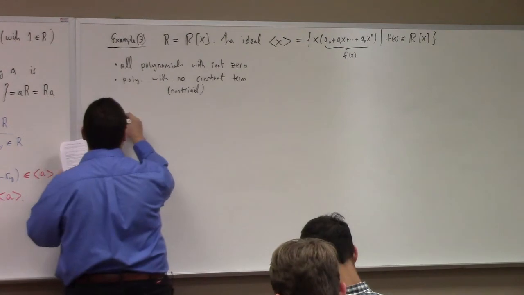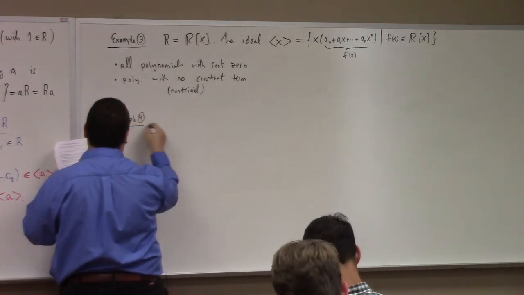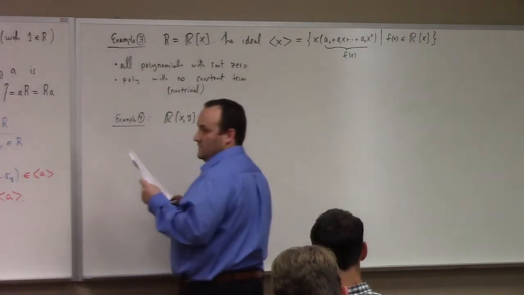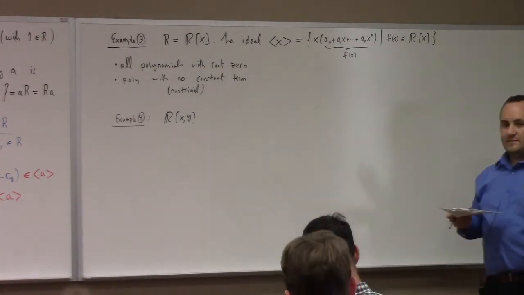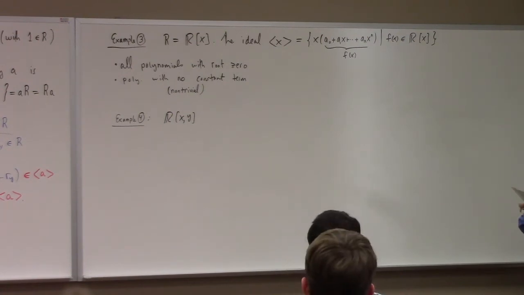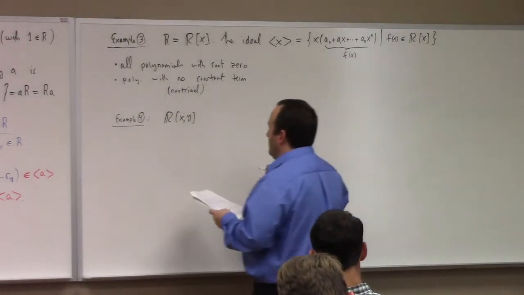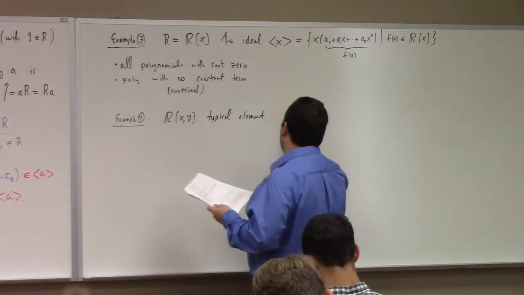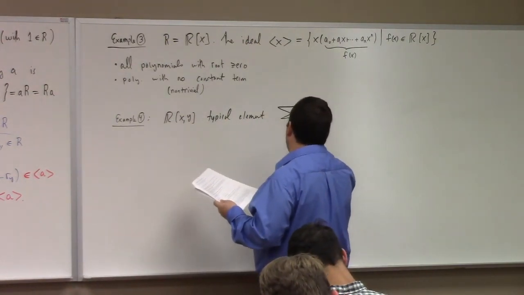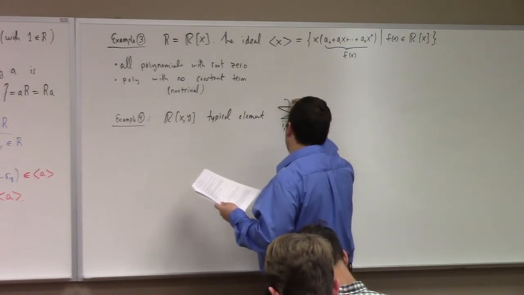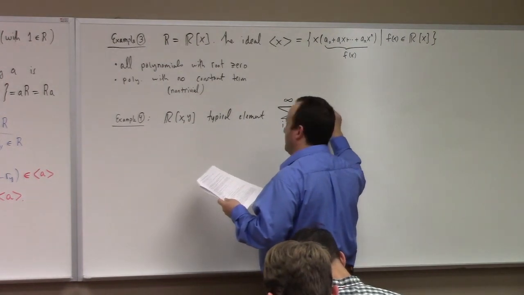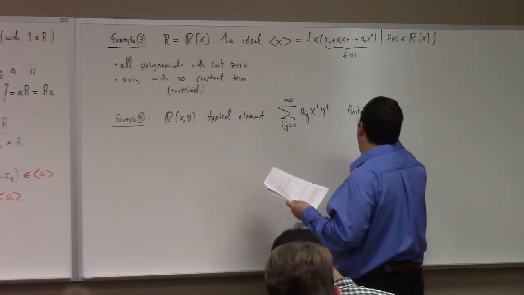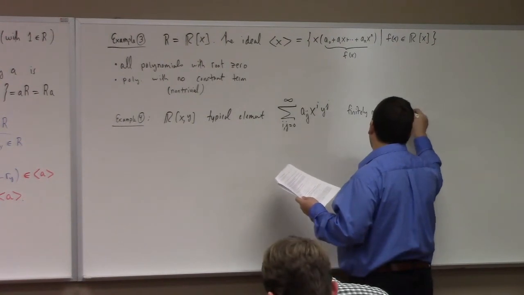Example 4. Here we have the ring of polynomials in x and y. So this has things like x squared, xy, x squared y, x squared y squared. It's got all kinds of stuff in there. A typical element looks like this. It's the sum, i and j equals 0 to infinity, of a_ij x^i y^j, with finitely many a_ij not equal to 0.